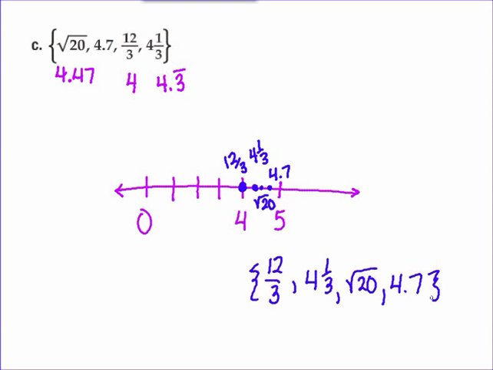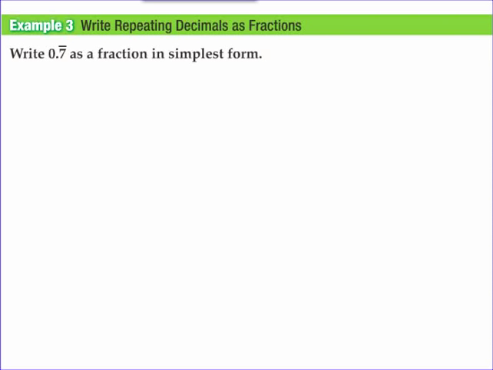Now we're going to learn something really cool. I love this. We're going to write 0.7 repeating as a fraction in simplest form. This is something you probably won't be able to memorize, so we're going to learn how you write it as a fraction. Very first step, I'm going to let n equal 0.777, because that's what 0.7 repeating means. It means 0.77777 all the way.